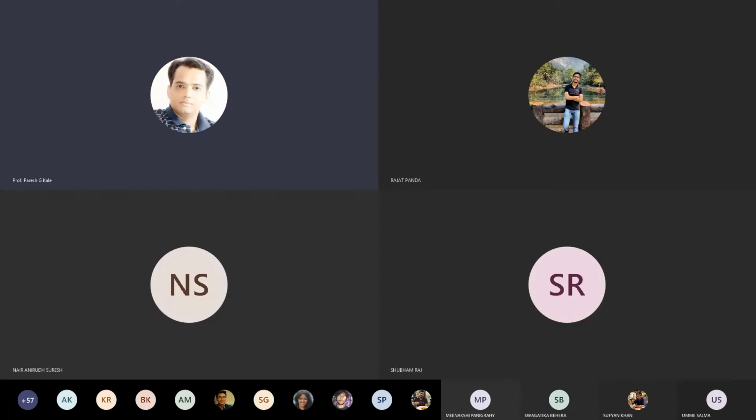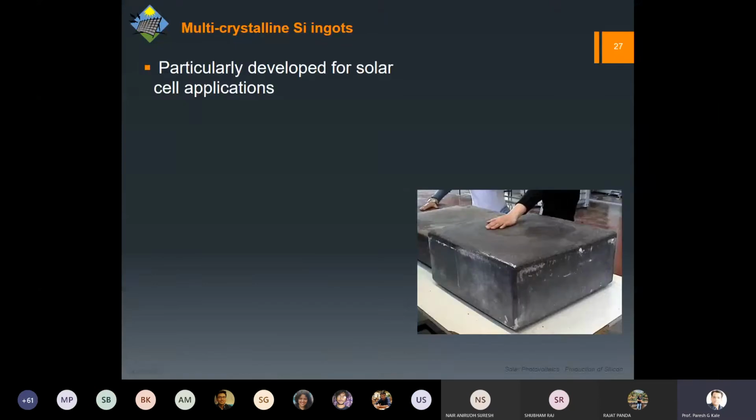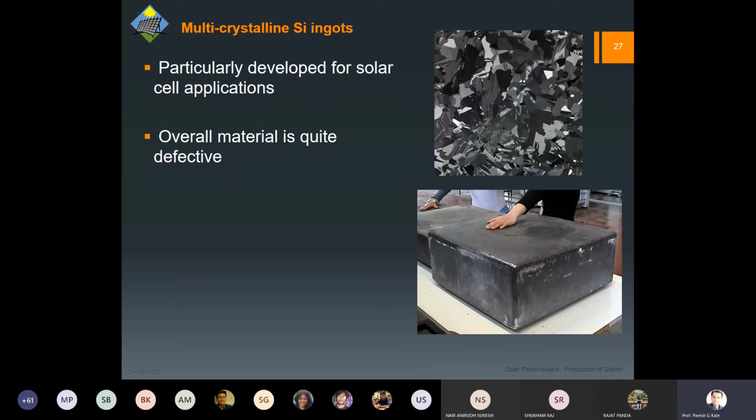are possible to develop, and these are developed specially for the solar cell applications. So you can see here, earlier the monocrystalline ingot I showed was cylindrical in nature, right? But here you can see it's a rectangular block, right? So the point is, this material is absolutely defective. Okay, it is better than metallurgical grade, but compared with your electronic grade, this is quite defective.